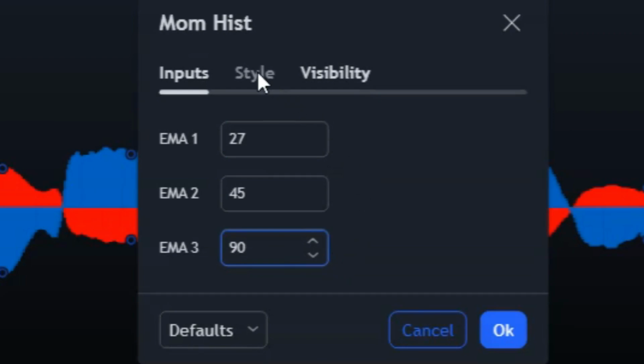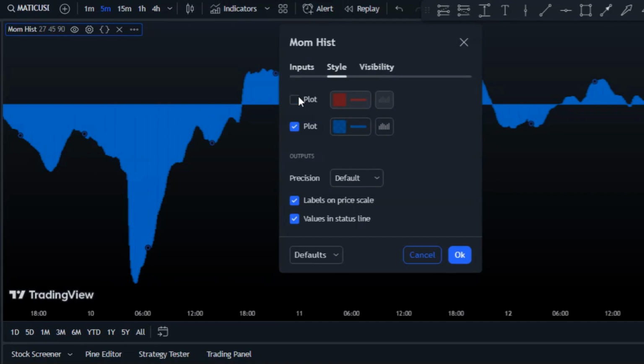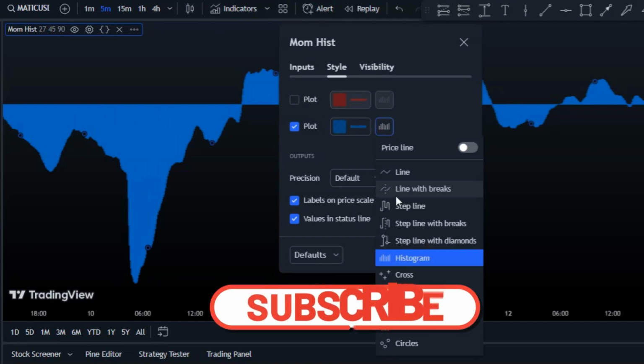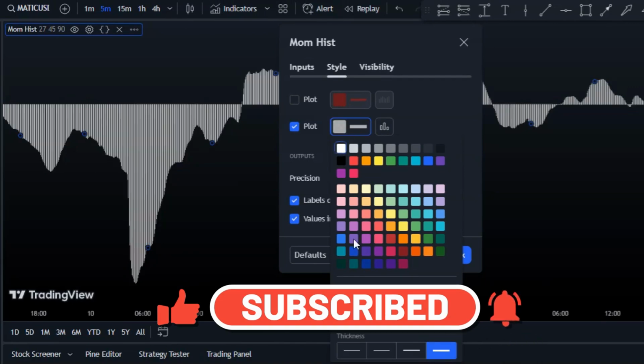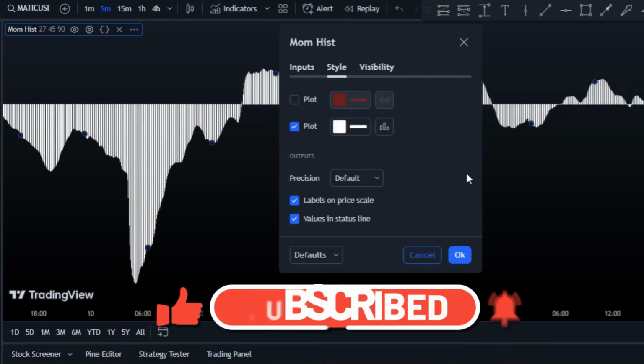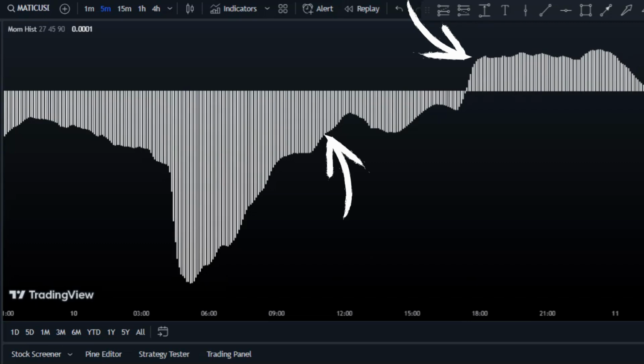Then head over to the style section and disable the first plot and change the second plot to columns and make the color white so it's easy to see against the price chart. This way, the position of the histogram relative to 0 will clearly show us whether the signals are valid or not. Basically, when the histogram is positive, buy signals are confirmed, and when it's negative, sell signals are confirmed.